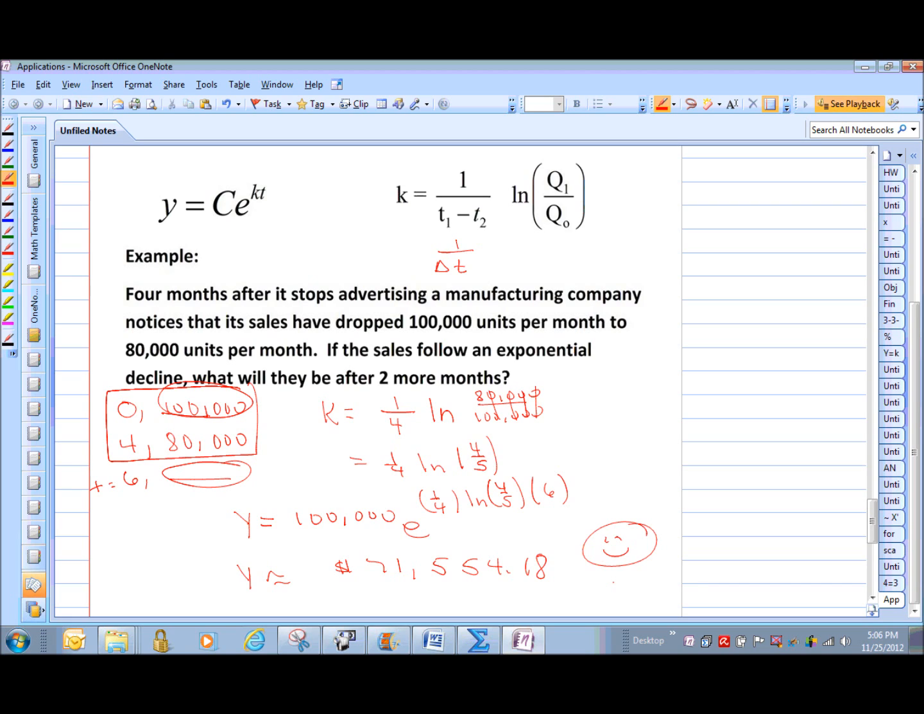Hopefully this makes sense. We'll talk a little bit more about it in class, and there will be some on a pre-assessment that you can use this information to solve. If you understand this, it makes solving these application problems very quick and easy.